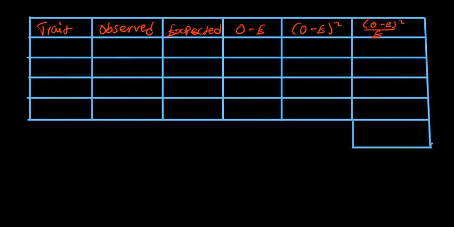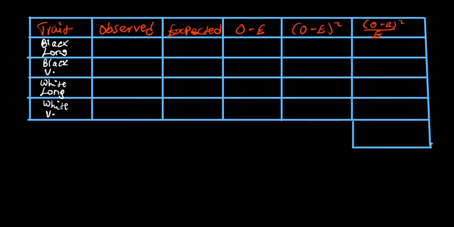So let's start. We had black with long wings. Then we're also going to have black with vestigial wings. Then we are going to have white with long wings. Then finally we are going to have white with vestigial wings. Then go back and obtain the observed values. Just copy them the way they are.